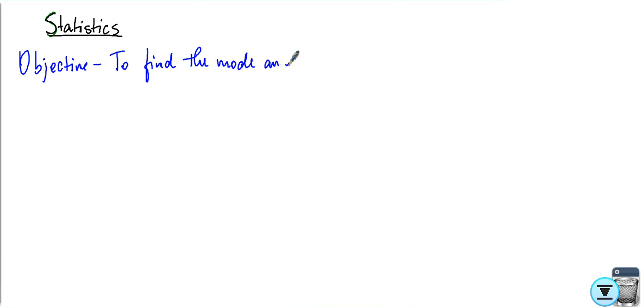Dear students, today we're going to continue our topic of statistics. And our objective for today's lesson is going to focus on how to find the mode and the range from a frequency table. So our objective is going to be to find the mode and the range from a frequency table.